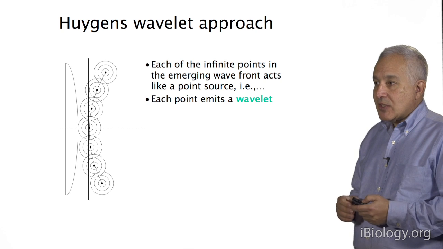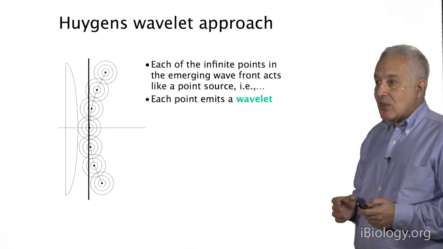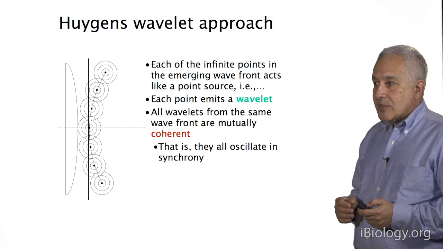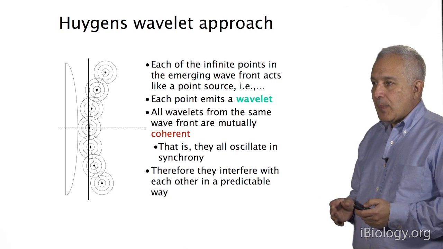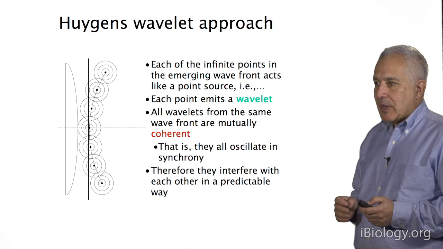That is, each point emits a wavelet, sending out light in all directions, and all wavelets from the same wavefront are mutually coherent. They're oscillating in synchrony. And because of that, they can interfere in a fixed way. Therefore, they interfere with each other in a very predictable pattern.